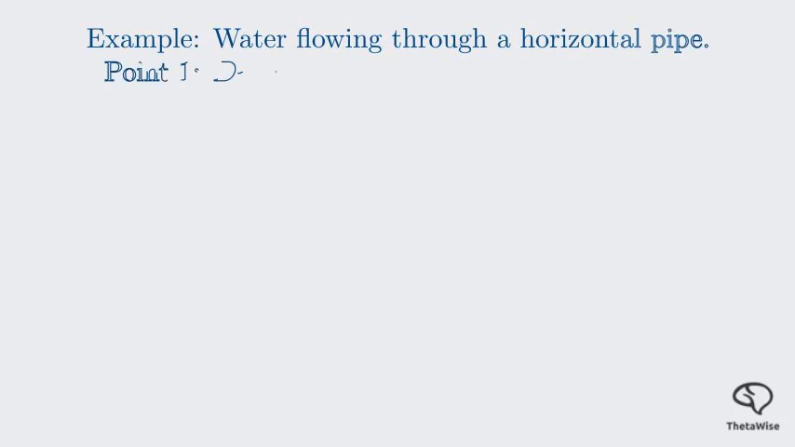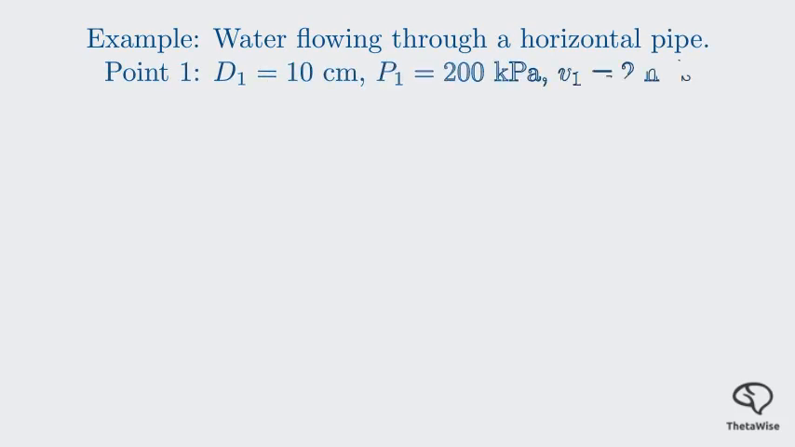Suppose we have water flowing through a horizontal pipe. At point 1, the pipe has a diameter of 10 centimeters. The pressure is 200 kilopascals, and the velocity is 2 meters per second. At point 2, the pipe narrows to a diameter of 5 centimeters. We want to find the pressure at this point.